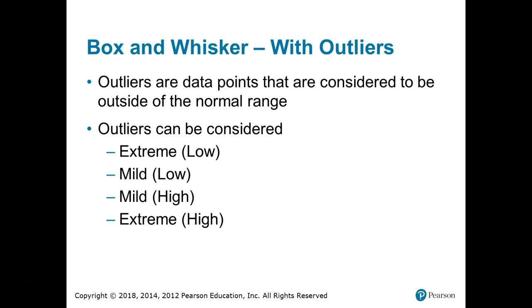Outliers. So now we're going to talk about a box and whisker plot with outliers. You might remember from Stats 1 that outliers are data points that are considered to be outside of the normal range. Outliers, outside, you can kind of think of the connection. So it's a number that's kind of far from the rest of them. And outliers can be considered extreme on the lower end, mild on the lower end, mild on the high end, or extreme on the high end. And I'm going to explain how you would do that.